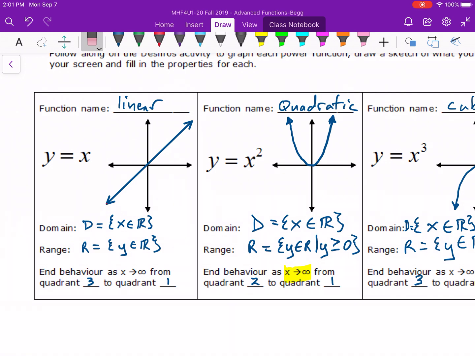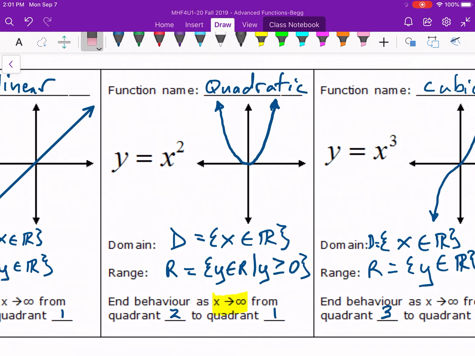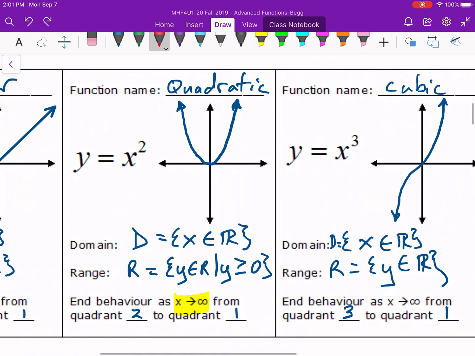So that's end behavior. We're going to talk a lot about end behavior, so keep that in mind. The next one, quadratic. I know it's quadratic because it's degree 2. That's my n value. It's still got an a value of 1 implied. That's my power function. That's my parent function. All right? For quadratic, we know that y equals x squared is a parabola at the origin, as you can see in the graph there.